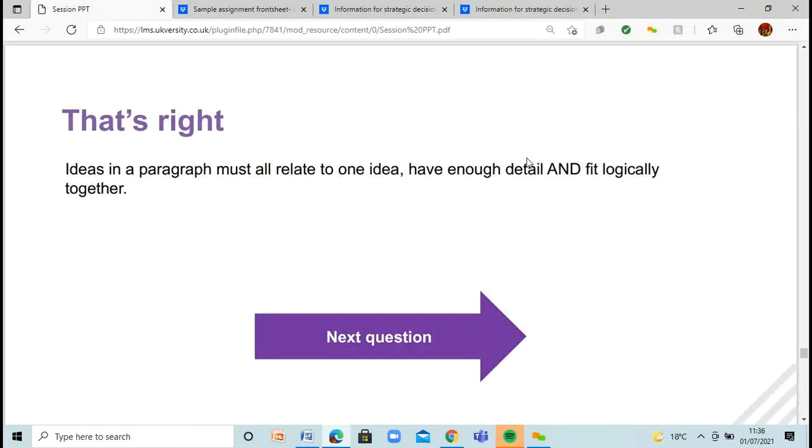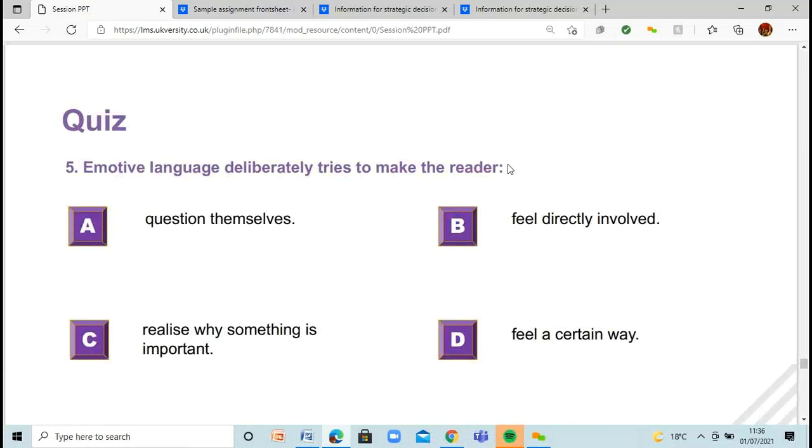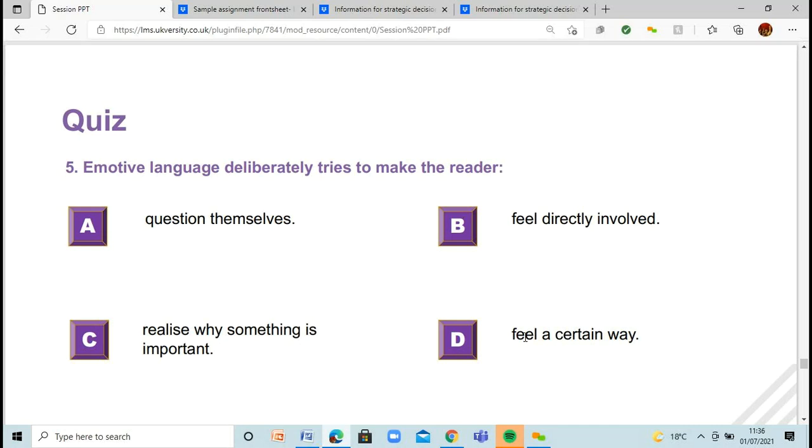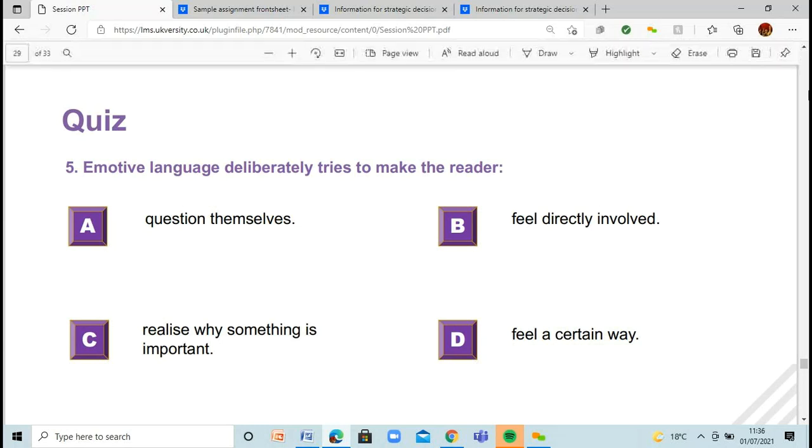And the last one on here, where is it? There you go. So emotive language deliberately tries to make the reader, does it try to make them question themselves, feel directly involved, realize why something is important, or feel a certain way? Feel a certain way. Yes, D. Emotive, filled language makes you feel a certain way. Angry, sad, upset, guilty, any of those things.